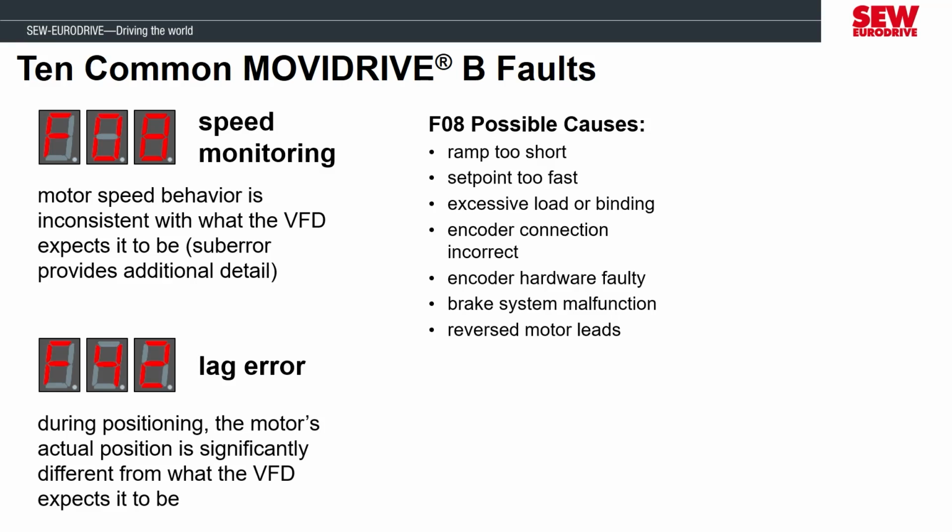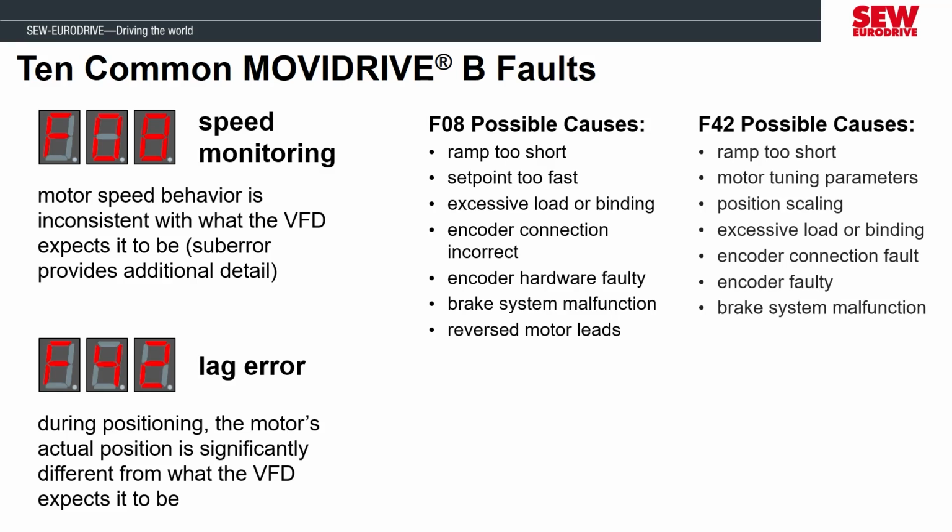The next fault is an F42 lag error, and it can also be caused by the same things that an F08 fault can be caused by, but it's specific to positioning applications. This fault is generated when the motor cannot maintain the positioning profile to the target position. The F42 can be caused by parameter settings, the positioning scaling in an application module, motor or encoder wiring, and brake issues.